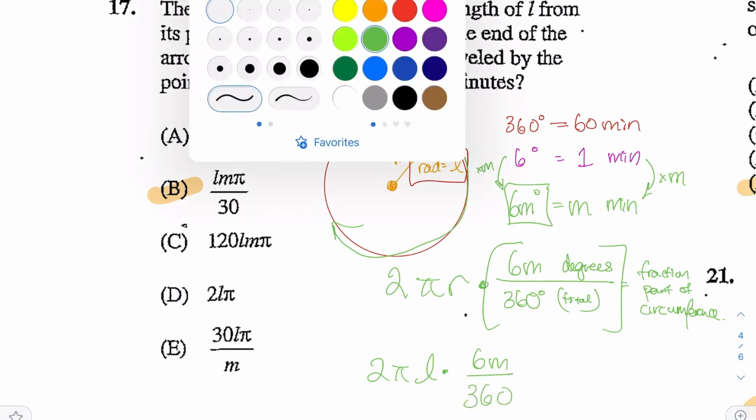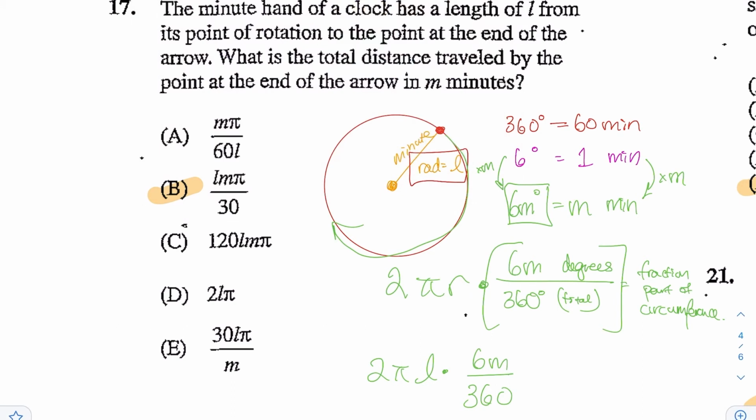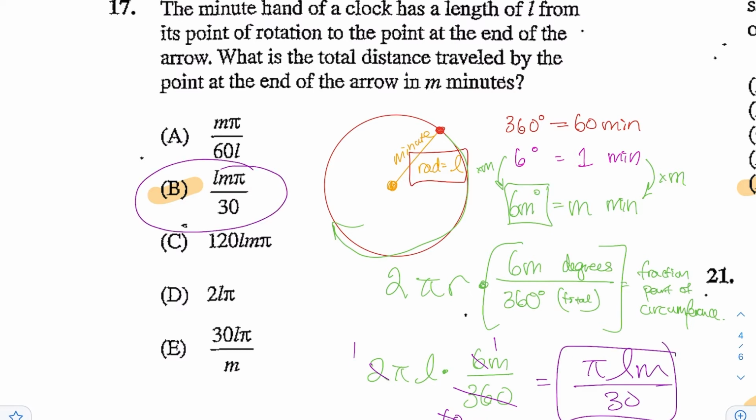And you just start cross-canceling stuff. So 6 and 360, you have 1 and 60. And then 60 and this 2, you have 1 and 30. So the answer is pi L times M over 30. And that's choice B.